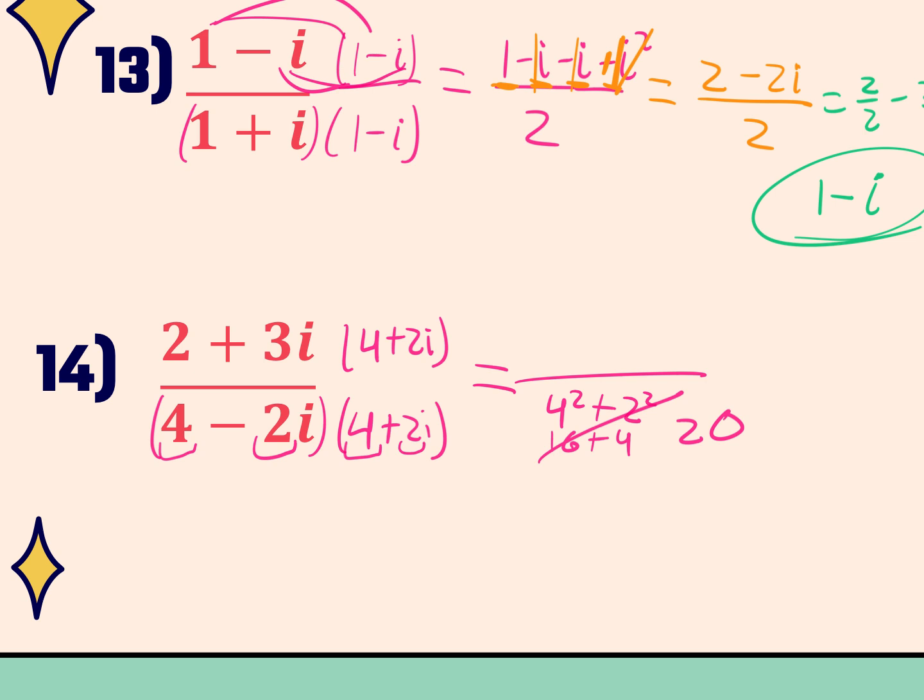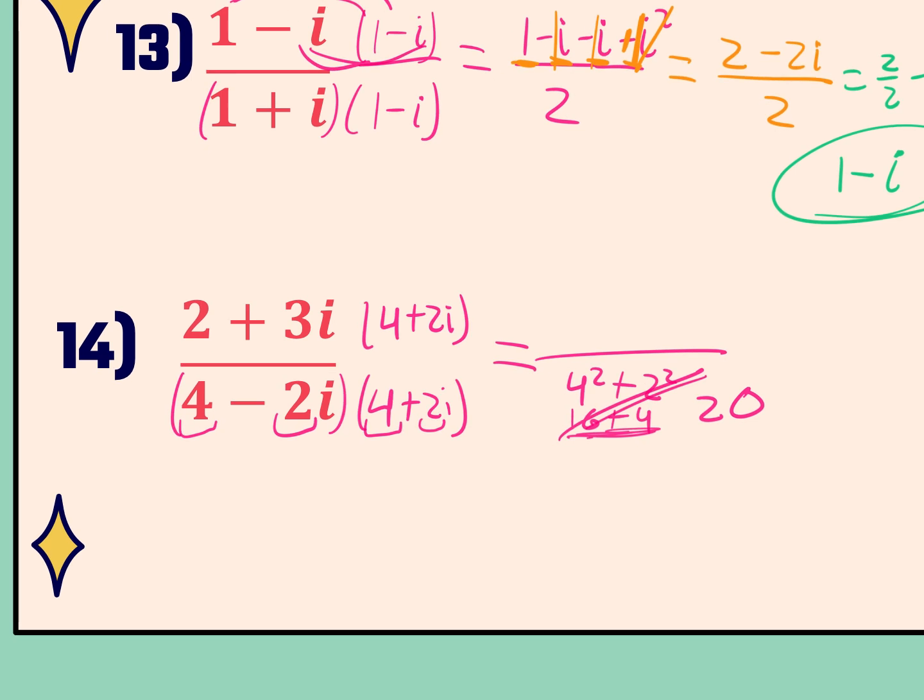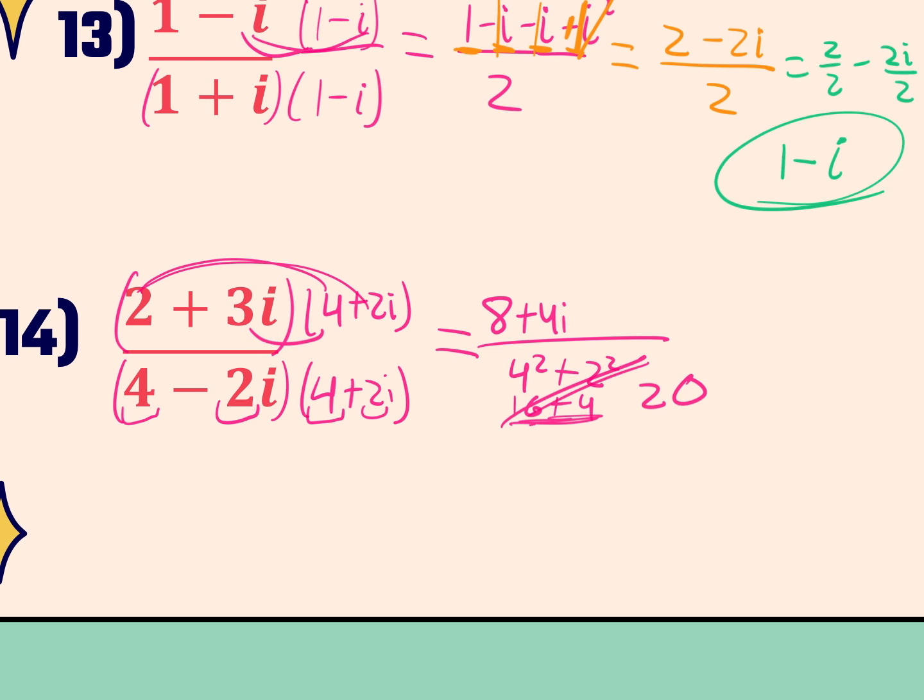I can just see that the answer is 20 from simplifying it already. So I'm writing it out here, right? But that's up to you. All right, so on the top, we want to FOIL this, right? 2 times 4 is going to give you 8. 2 times 2i is going to give you a plus 4i. 3i times 4 is going to get you a plus 12i. All right, and then 3i times 2i is going to get you plus 6i squared.